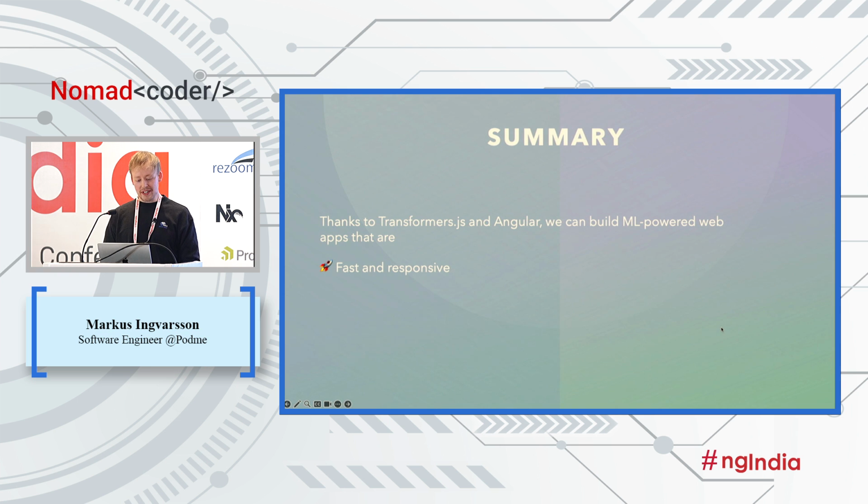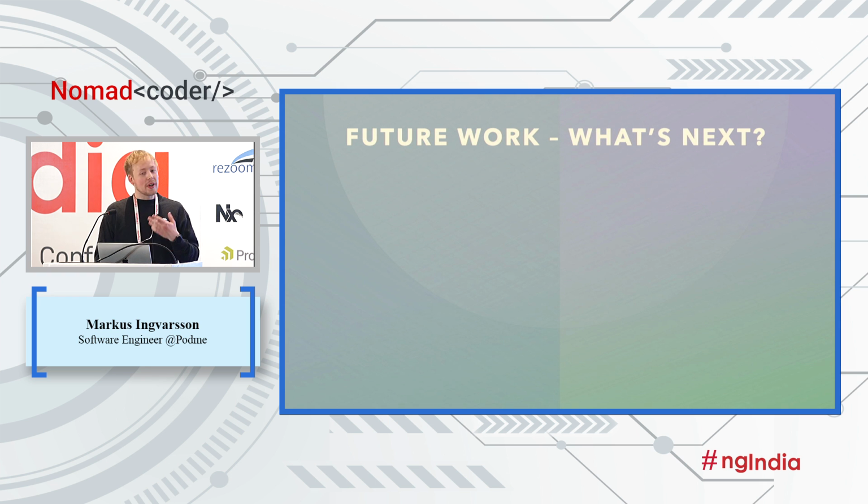So to summarize, we can build fast and responsive web apps with Angular and Transformers.js. It's private and offline, and cost-effective at scale. So where can you go next? Well, train or fine-tune your own models. The possibilities are endless here, really.